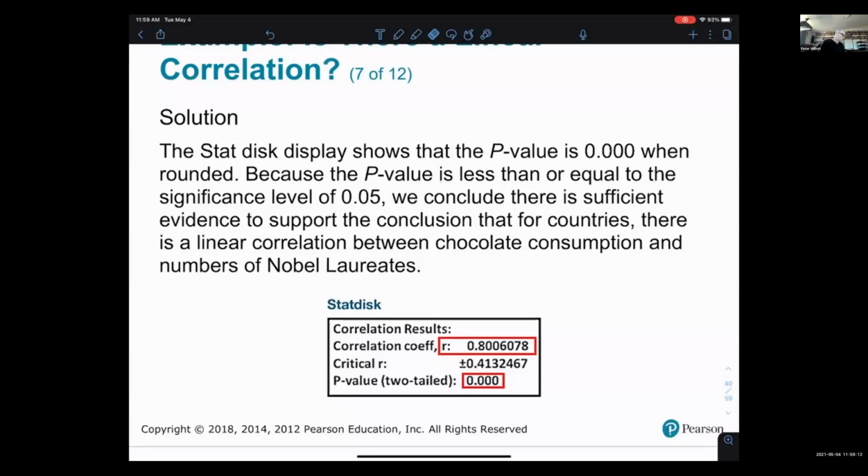So in this case, it's showing us the StatDisk display that the p-value is close to 0. So it's less than the 5% significance level. So we'd conclude there is sufficient evidence to support the conclusion that for countries, there's a linear correlation between chocolate consumption and the number of Nobel laureates.